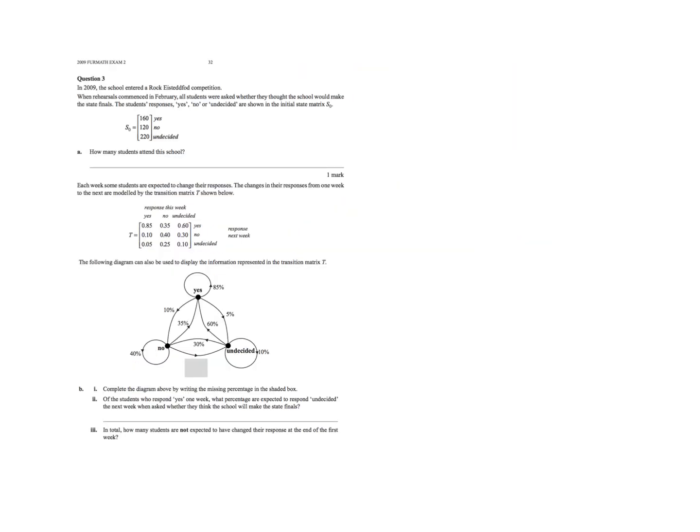Okay, in 2009, the school entered a rock eisteddfod competition. When rehearsals commenced in February, students were asked whether they thought the school should make the state finals, and they responded yes, no, undecided. How many students are in this school? So all the kids were asked a question, and they gave an answer. So if you add all those up, you're going to get the total amount in the school. So there was 500 students.